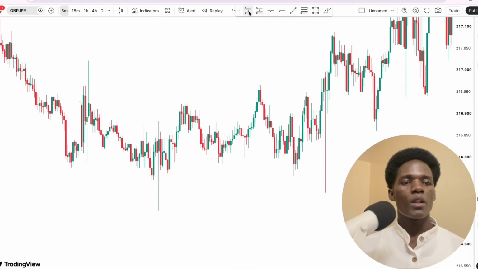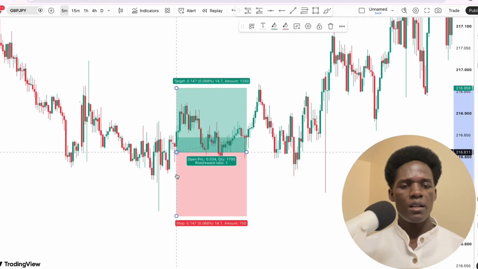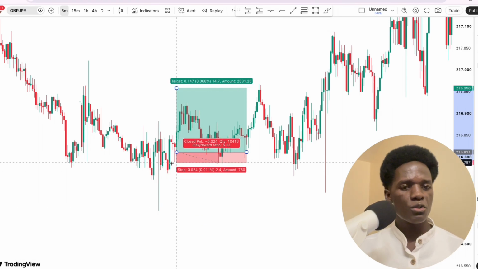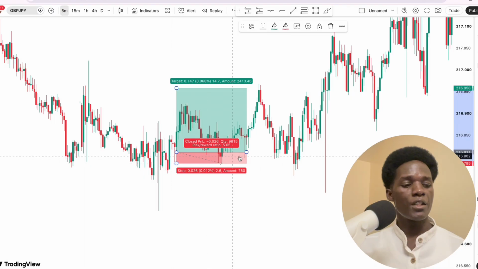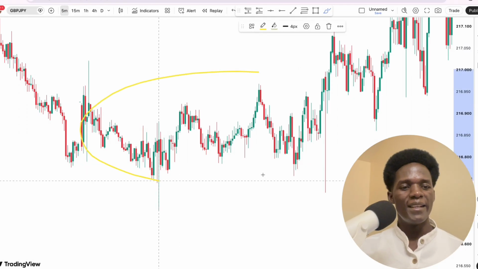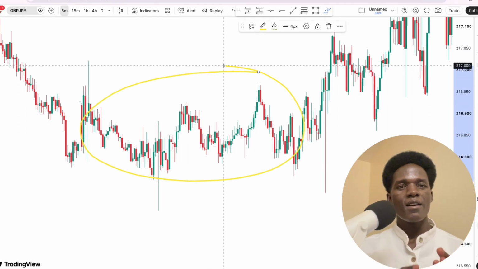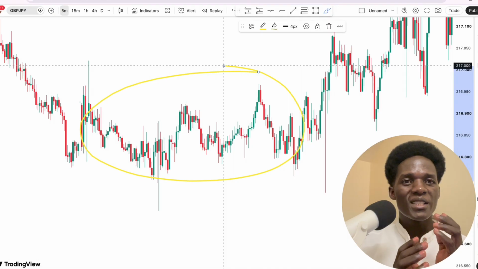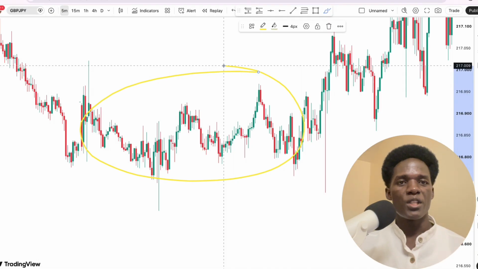If you want to try to enter for a buy, for example, you enter for a buy here, you press your stop loss below here, the price will stop you out before even reaching your take profit. So when you see this type of market, guys, stay away from your chart. Close your laptop, do something else, leave your chart.